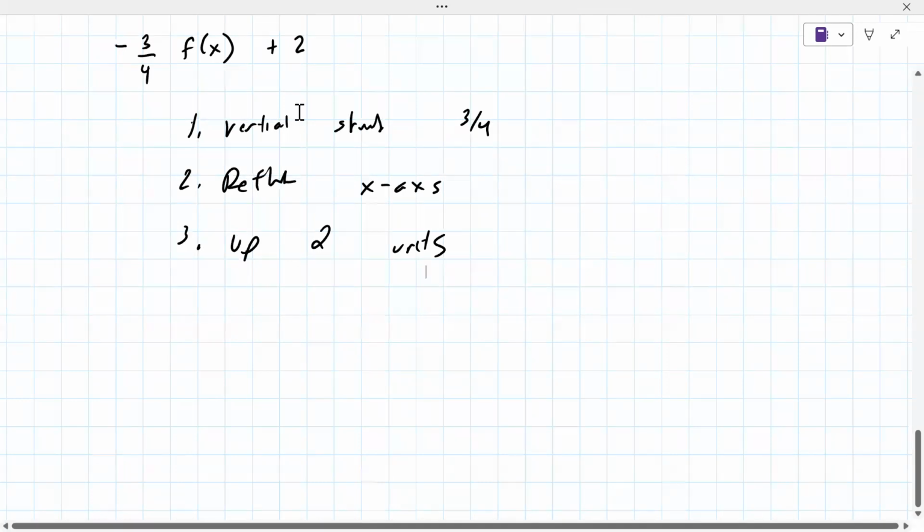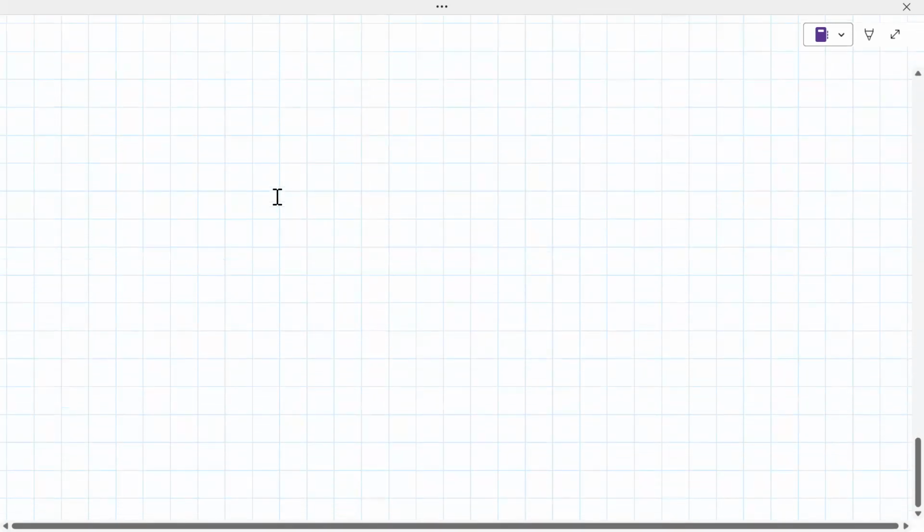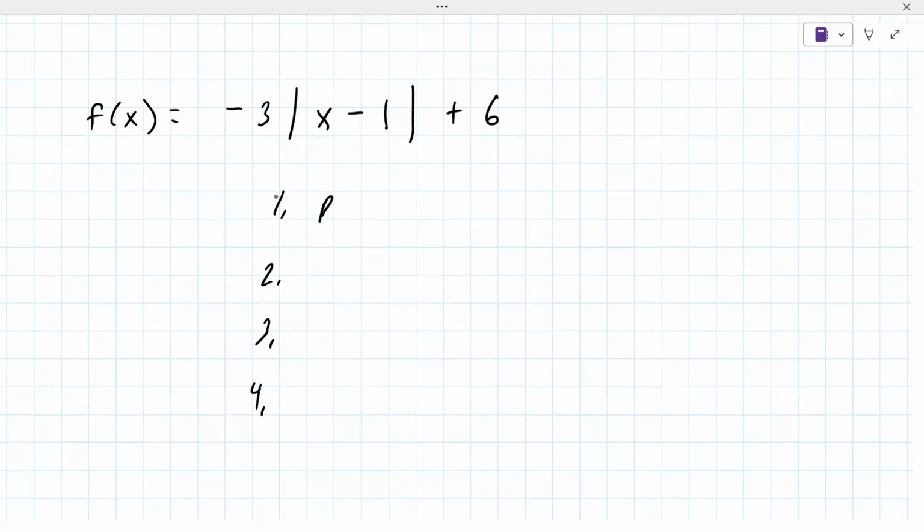Good question. Let me give you a problem. Let's just do an absolute value. Let's say f of x is -3 absolute value of x minus 1, plus 6. This has 4 transformations. It's right 1, vertical stretch 3, reflection over the x-axis, and then up 6.